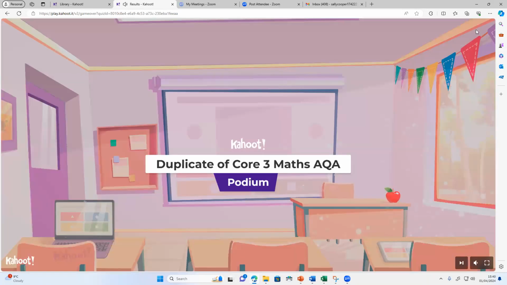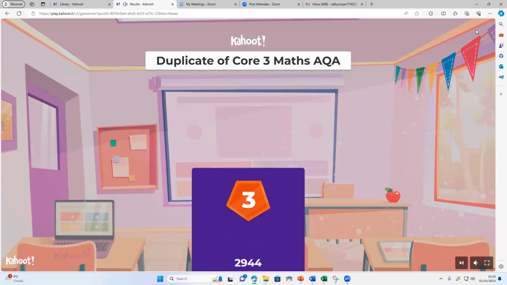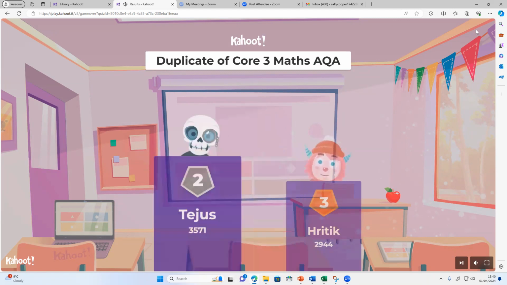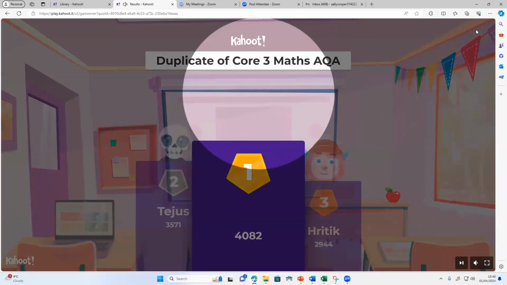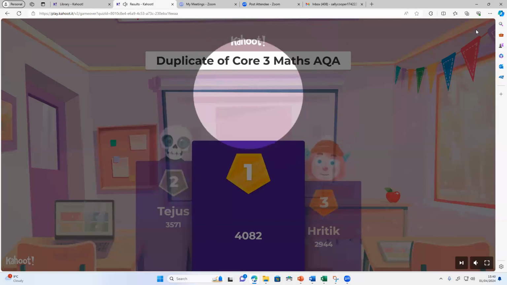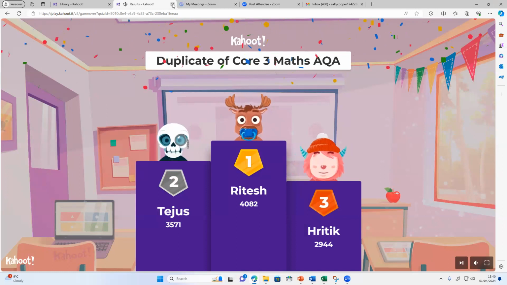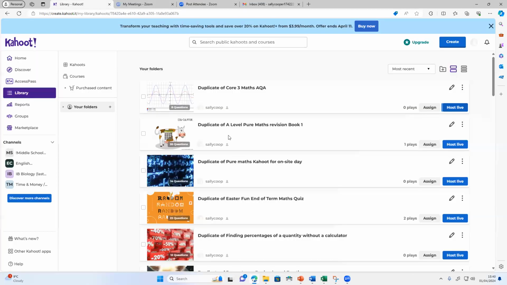Good. Right, who's on our podium? Ritik, well done. Pages. Go to the top. Ritesh. Well done, guys. So that's got us a little bit warmed up.